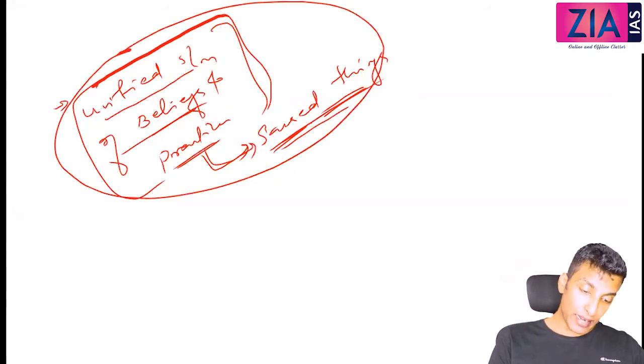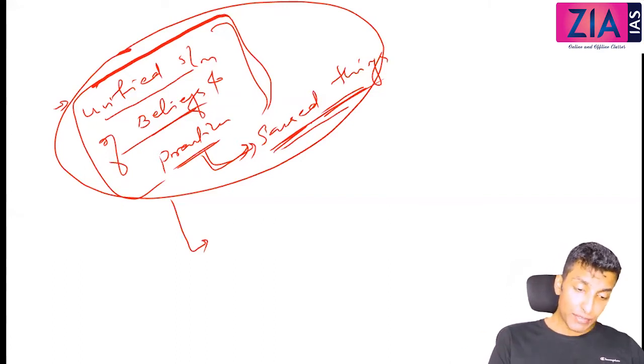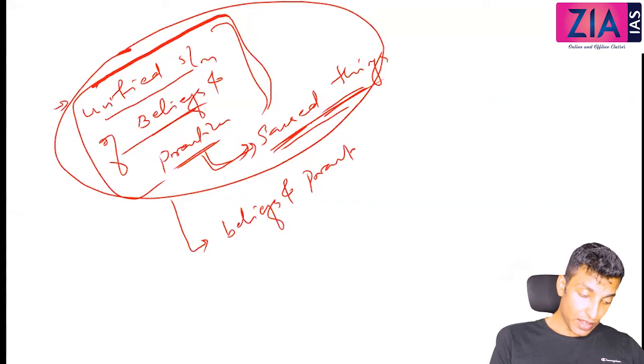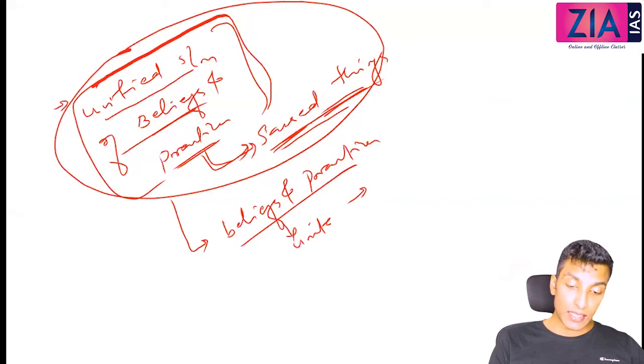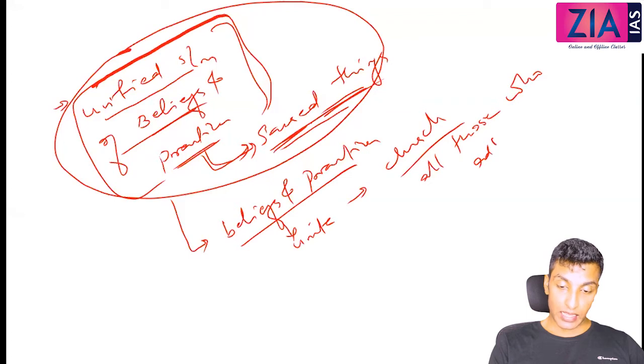There is one more portion in the definition where he talks about the function of religion. We will see it in detail in the function section. The beliefs and practices unite all those who adhere to them into one single moral community called a church. So this is the second part.